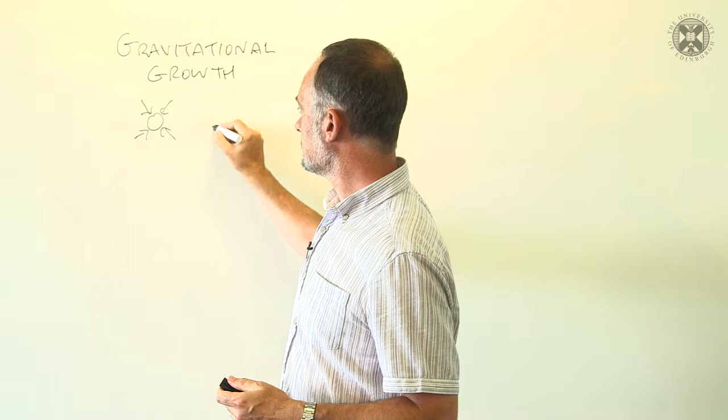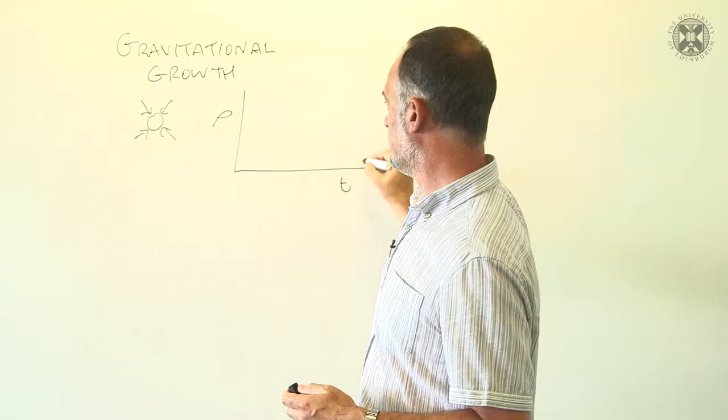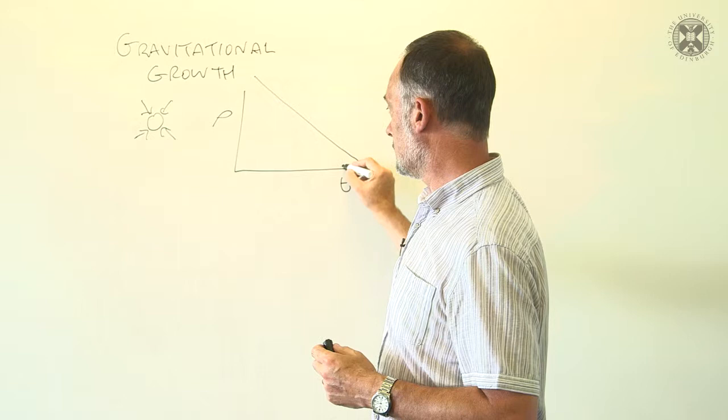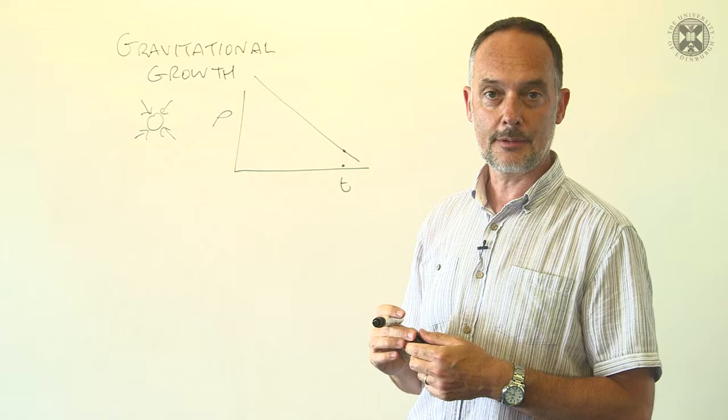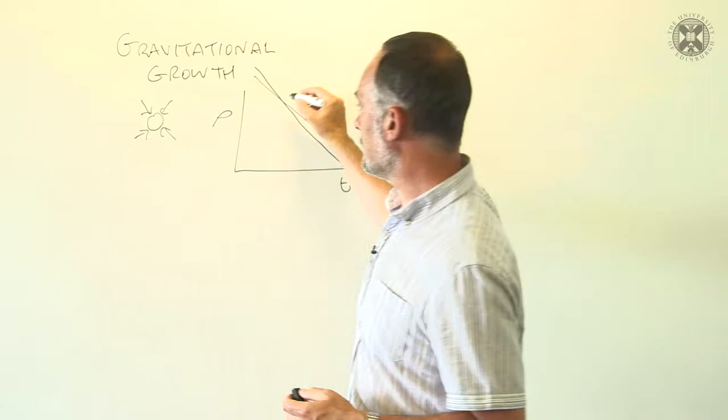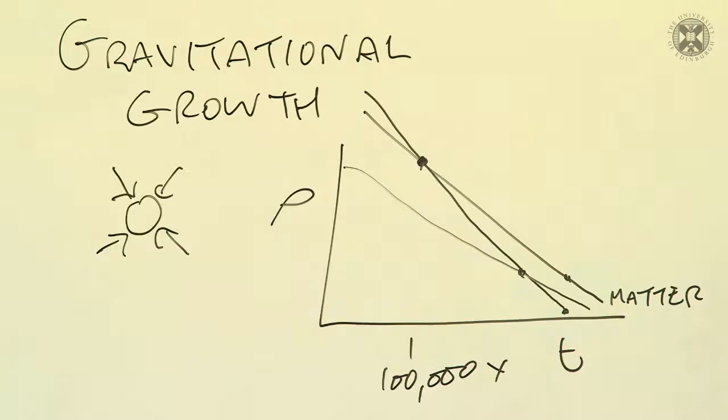If I plot density versus time, in the past the density of matter was higher because the universe was smaller. Today, there's radiation whose energy density is much less than that of matter, the microwave background, it's almost negligible. But it becomes more important as we go back into the hot Big Bang. And there's a crossover time, somewhere around 100,000 years. Before that, the energy density of the universe was dominated by radiation.